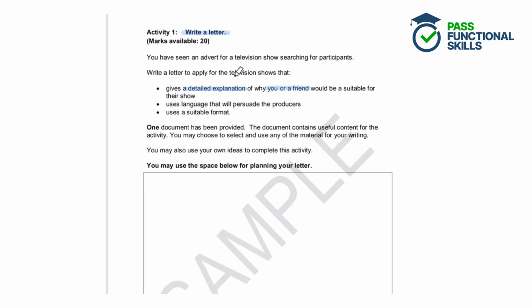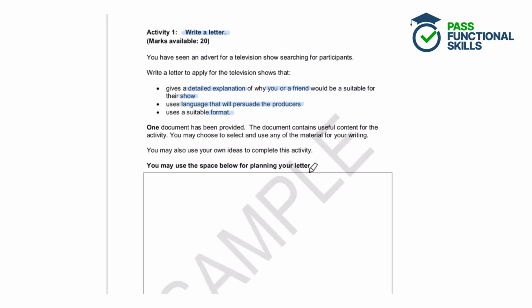So you need to think about what the show will be about. So for example, is it a quiz show and you're really, really good at quizzing? You win pub quizzes all the time. And you need to use language that will persuade the readers, the producers. So our audience is producers of the show, and we really need to be focusing on trying to persuade them that we are the right fit for this show. We also need to use a suitable format. So that means we need to organise the letter effectively.